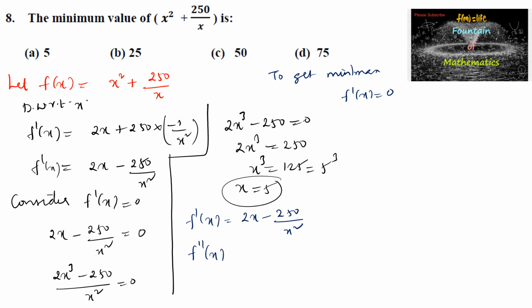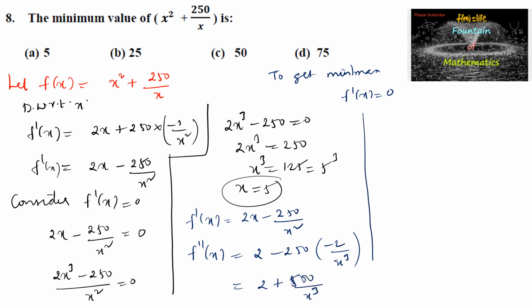f double dash of x, again differentiating, we'll get 2 minus 250 times of, here we'll get minus 2 by x power 3, so that is 2 plus 500 divided by x power 3. So clearly we can say here f double dash of 5 will be positive, because 2 plus 500 upon 5 cube will give a positive value. Since f double dash of 5 is positive, we can say f has minimum value at x is equal to 5.